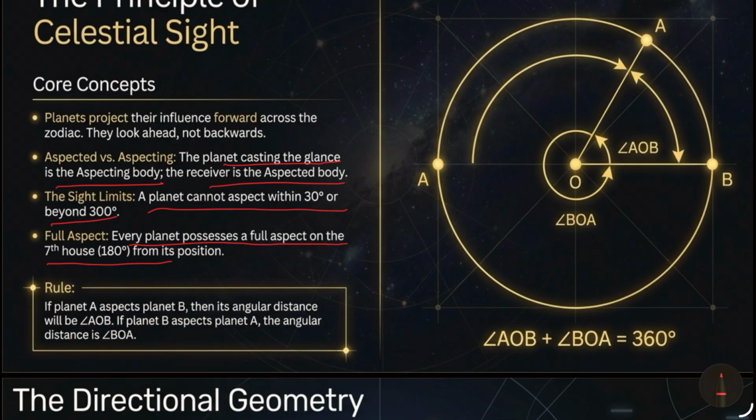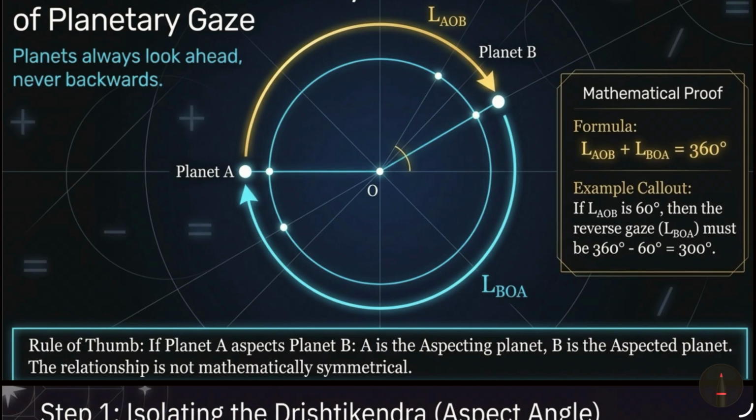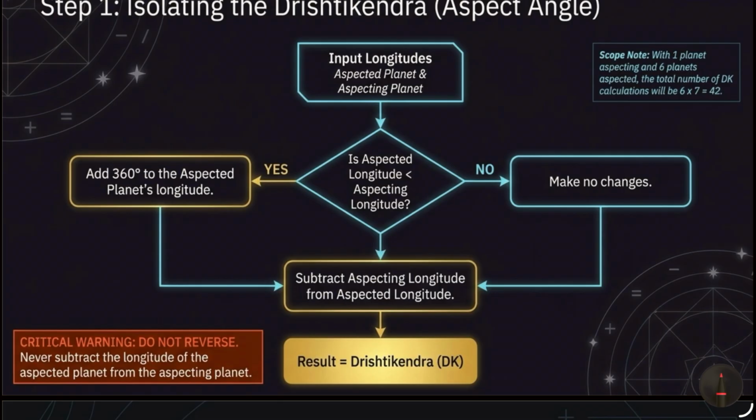all the planets have the aspect. For example, these are two planets A and B. The angle between A and B is AOB and between B and A is BOA. The sum of angle AOB plus BOA will always be 360 degrees. Planets always look ahead and never look backward. This is the generic concept to start finding the Drishti Bala.